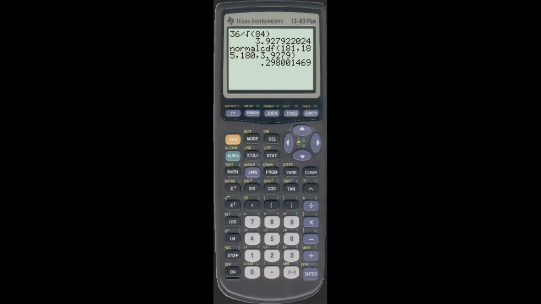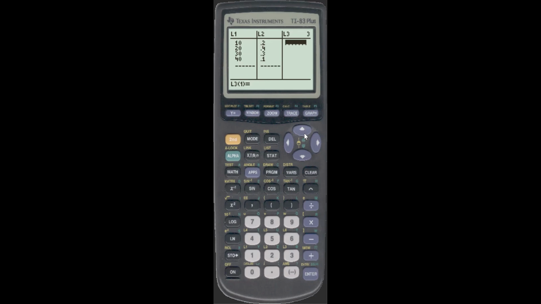All right, let me go to second list. No, you want to go to stat edit. Sorry, stat edit. So in list 1, I'm going to put in the 10, the 20, the 30, and the 40, like that. List 2: 0.2, 0.4, 0.3, 0.1. Very important that you get everything correct.